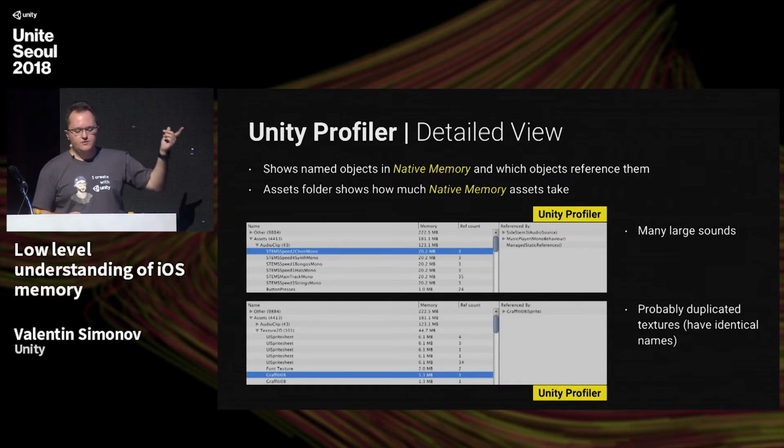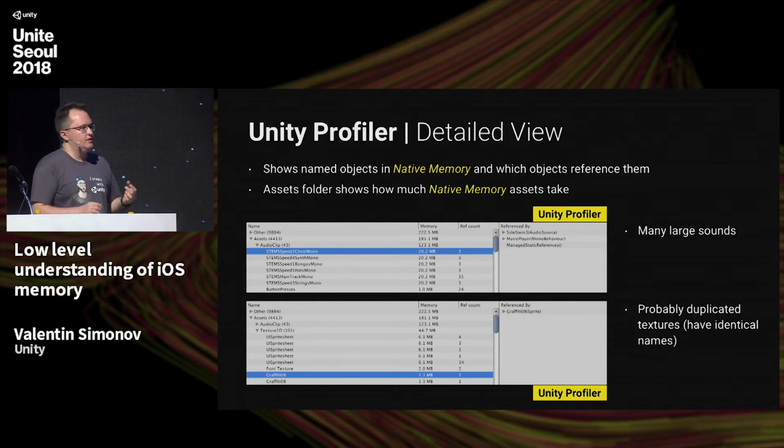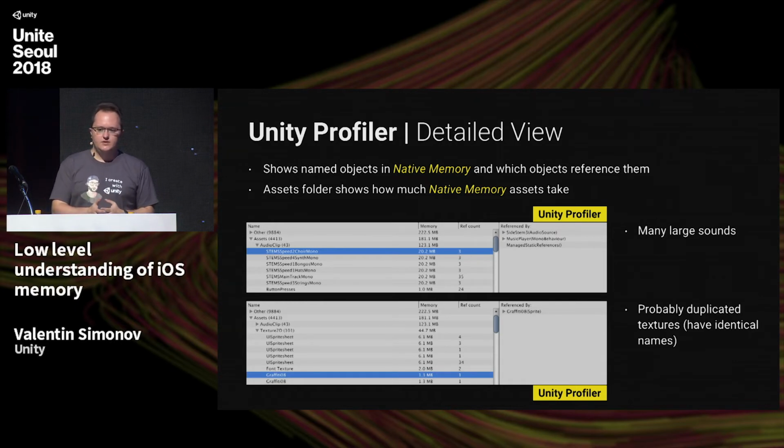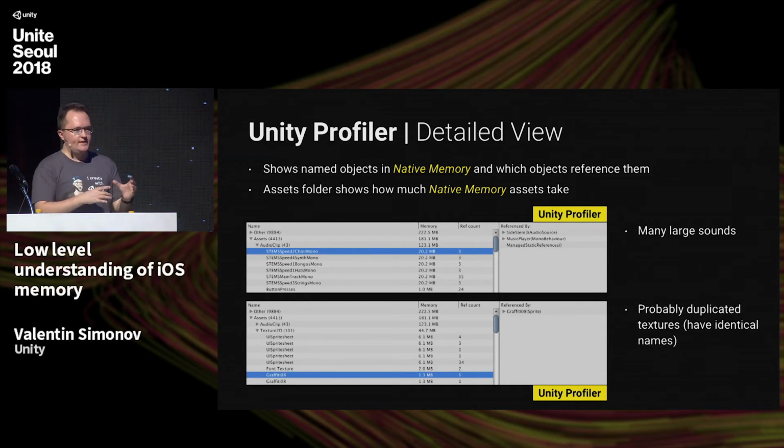On the first screen, on the top, we see that there are many large sounds in the application. So these probably don't have the right compression settings. On the bottom, we see a few textures with identical names. Usually it indicates that these textures are duplicated. So basically it's the same texture with the same data, but which is in memory twice for whatever reason.